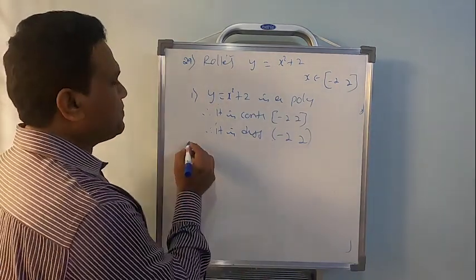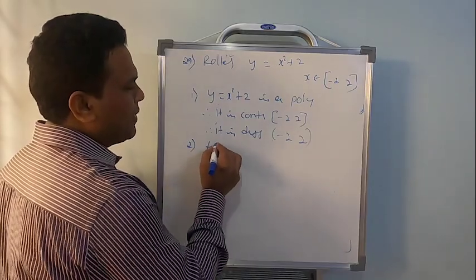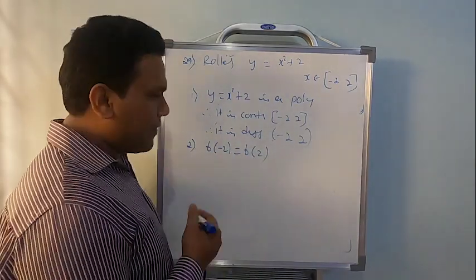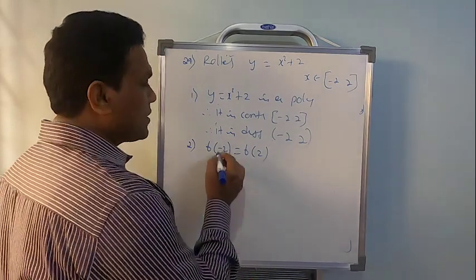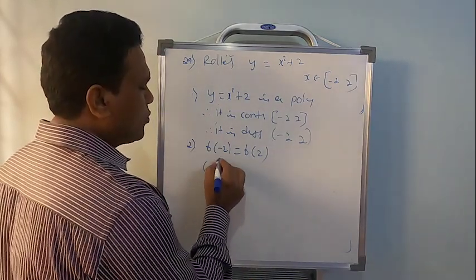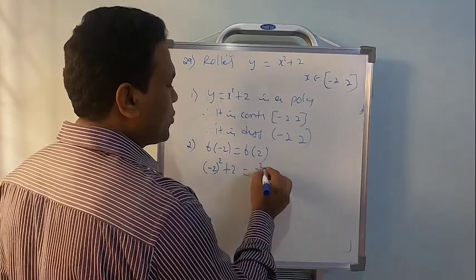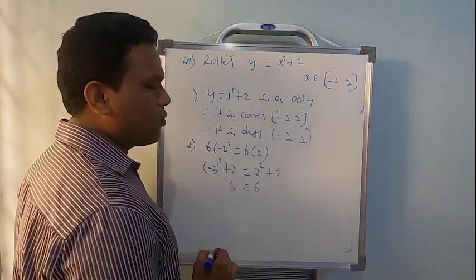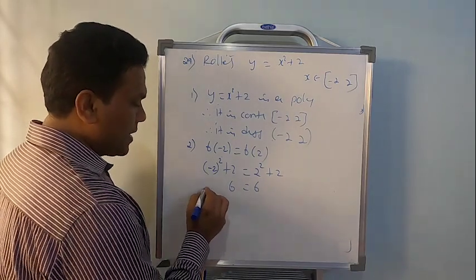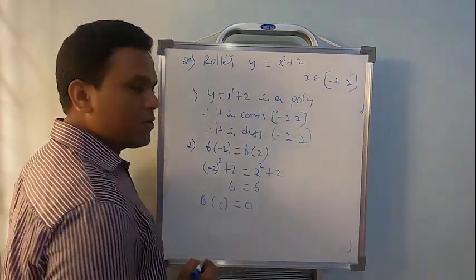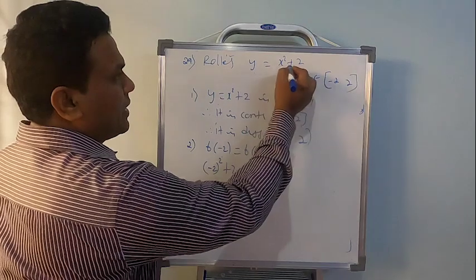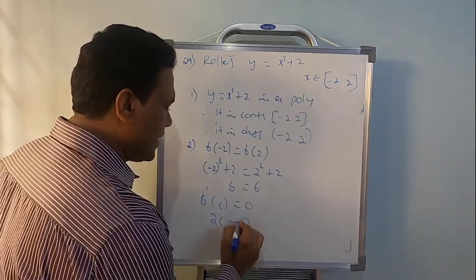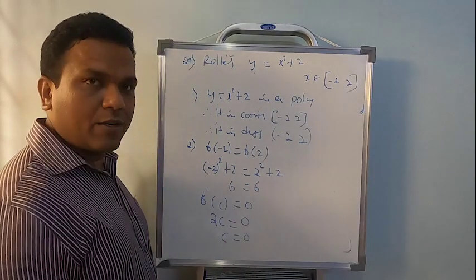Now the next step, let me verify f of minus 2 is equal to f of 2. This is verification. I am taking it equal. Let us see. What is f of minus 2 will be? Minus 2 the whole square plus 2, 2 square plus 2. So certainly it's going to be 6 on both sides. Now the last step, I have to write f dash of c equal to 0. What is the f dash of c means? 2x. So 2c will be equal to 0, otherwise c will be equal to 0.